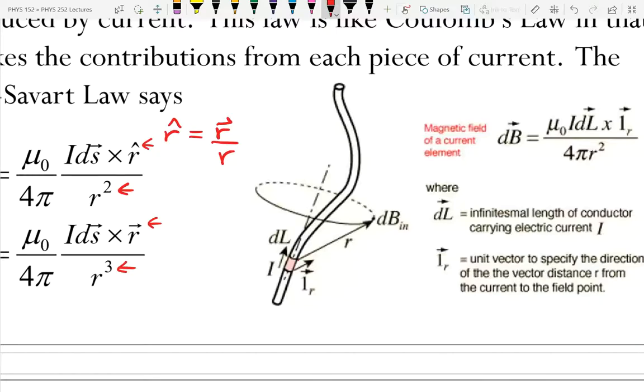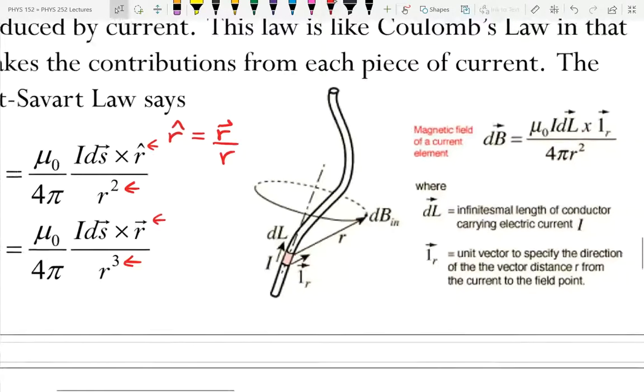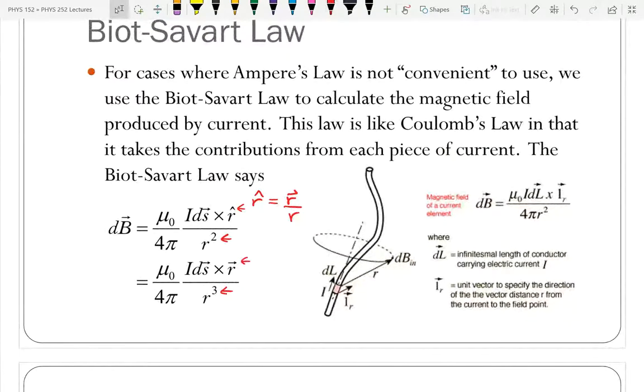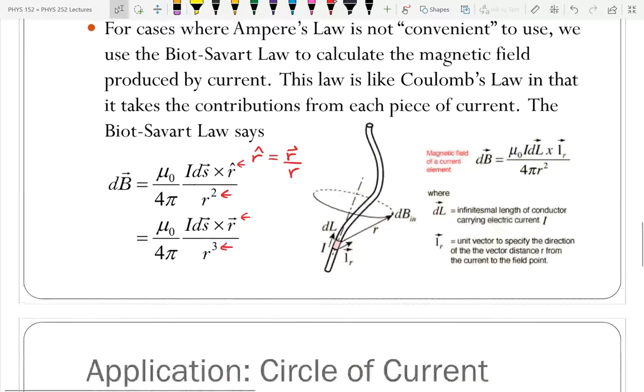So what's the best way to learn how this works? To use it. So we're going to use it for two different situations. Two different situations, both of which I gave you the answers in class yesterday. One of which we showed how it worked using Ampere's law. One where I simply said, this doesn't have a nice symmetry to use Ampere's law, so we have to find it a different way. This is the way we find it.